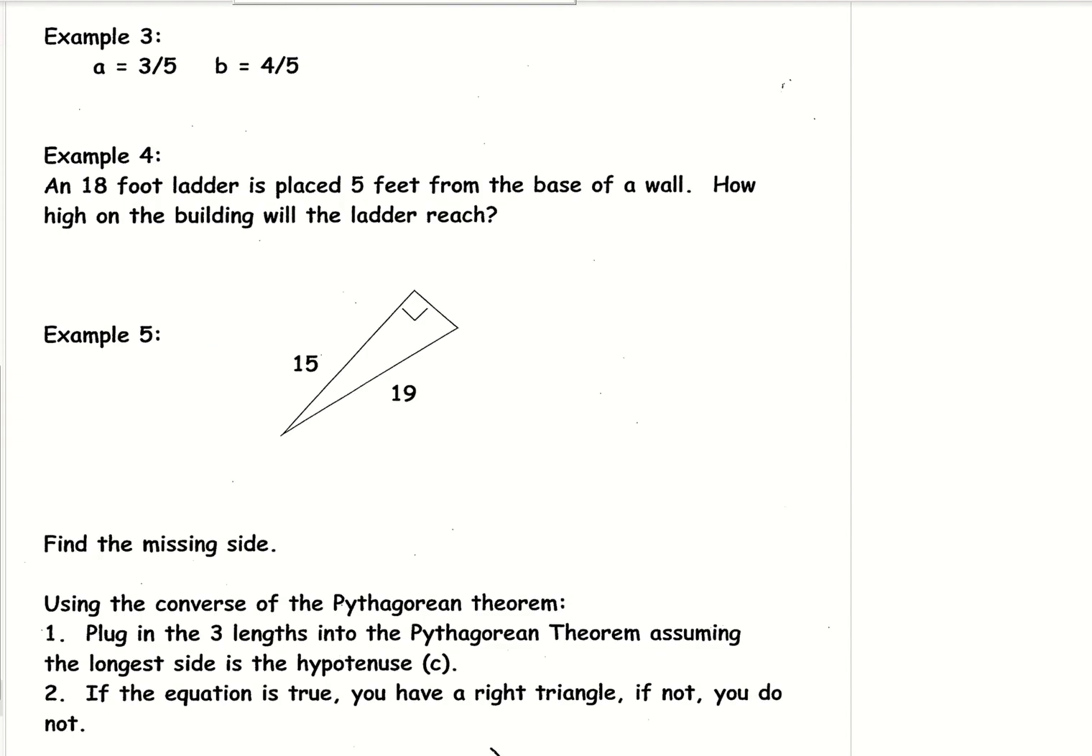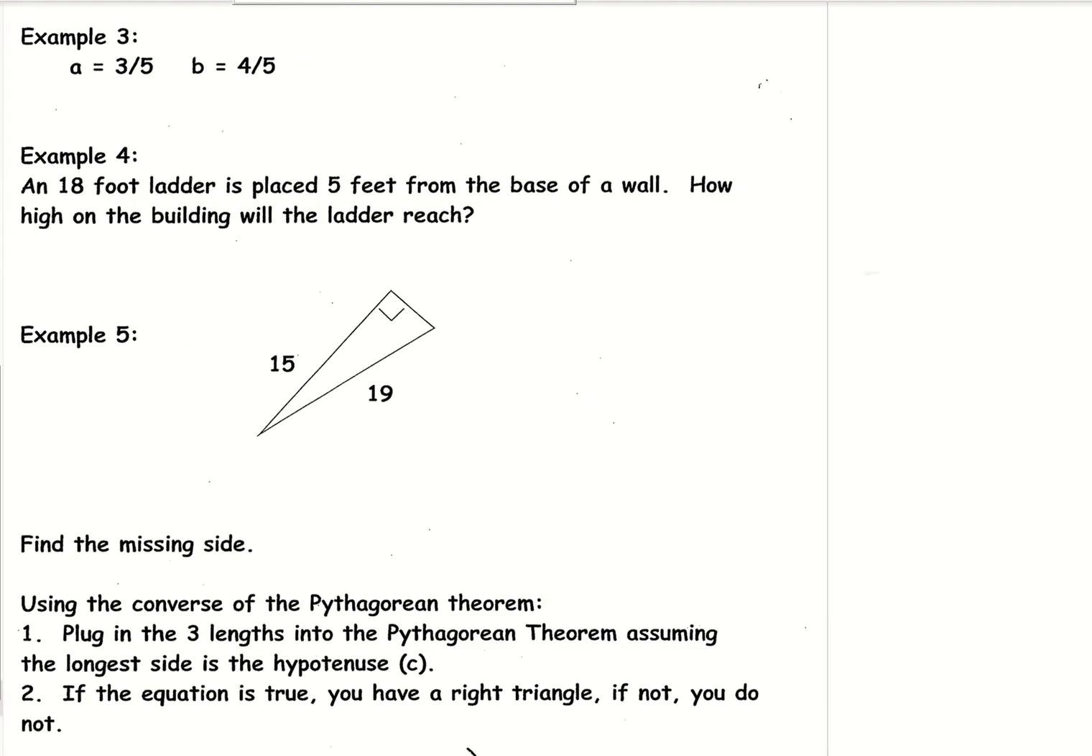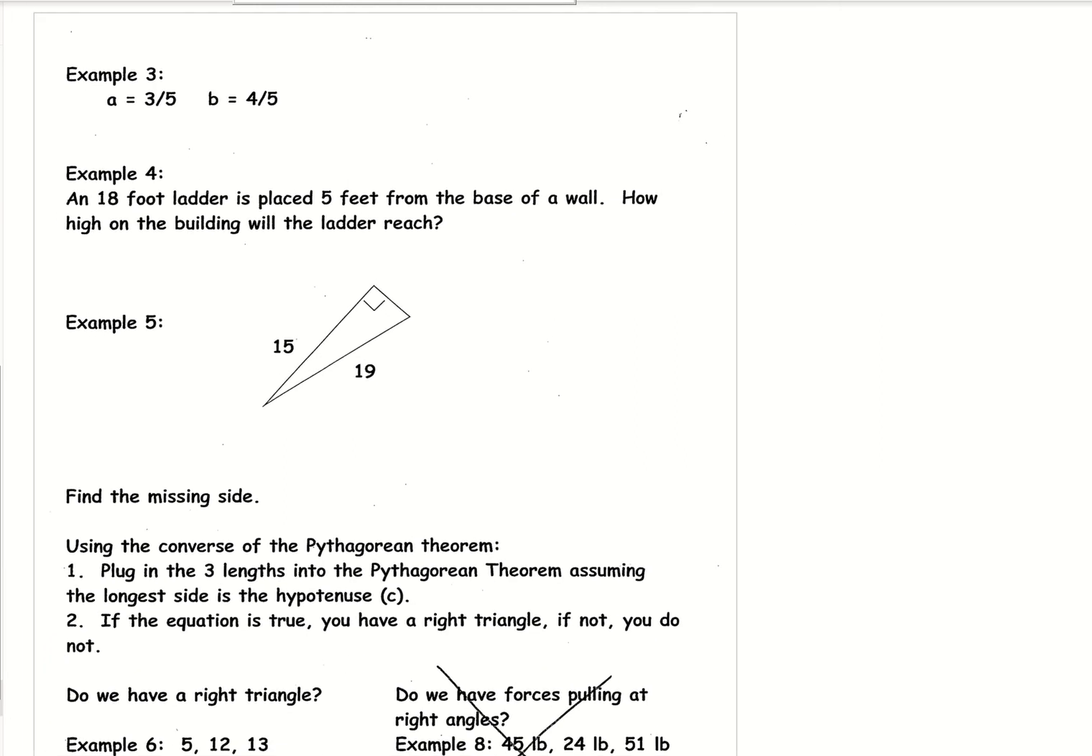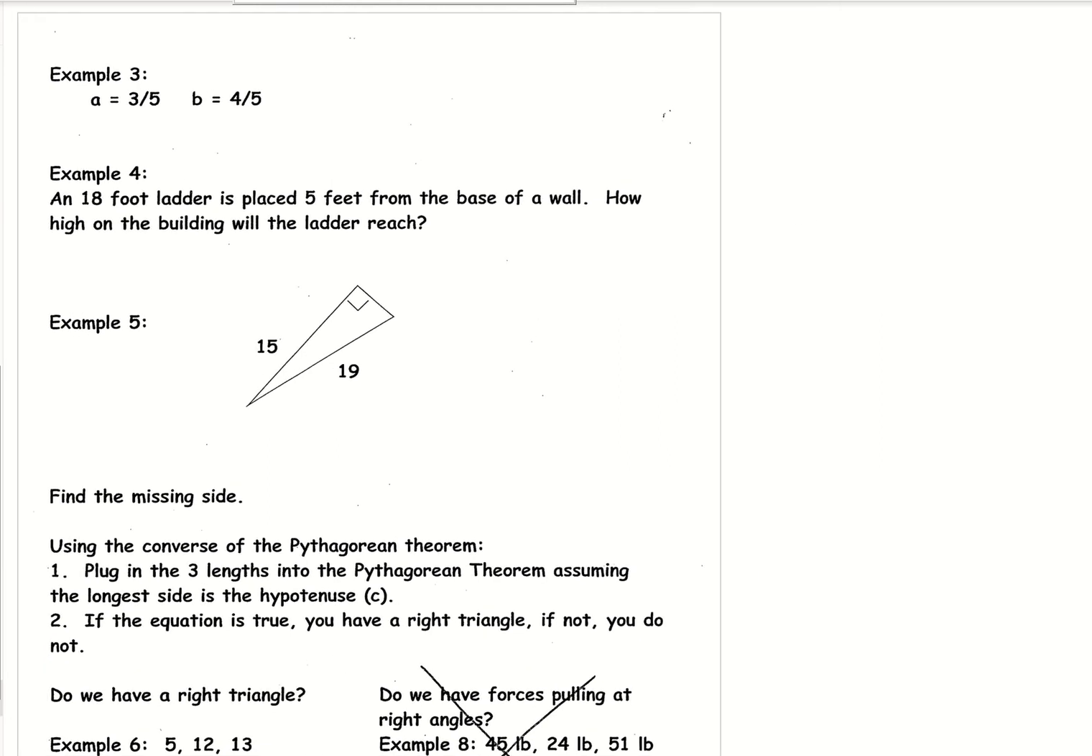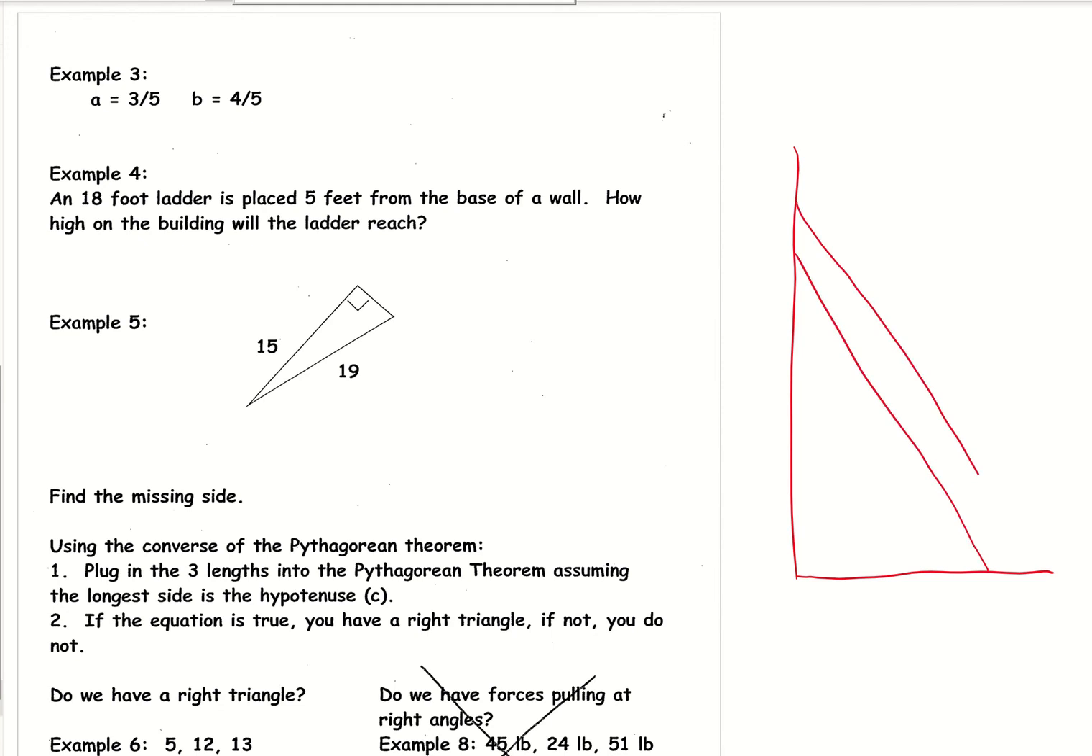Once you've done that, we're going to look at example 4. Example 4 is a word problem, which I think is a pretty good one. We have an 18-foot ladder placed 5 feet from the base of a wall. So let's say this is our wall, and here's the ground. And then here is our ladder.